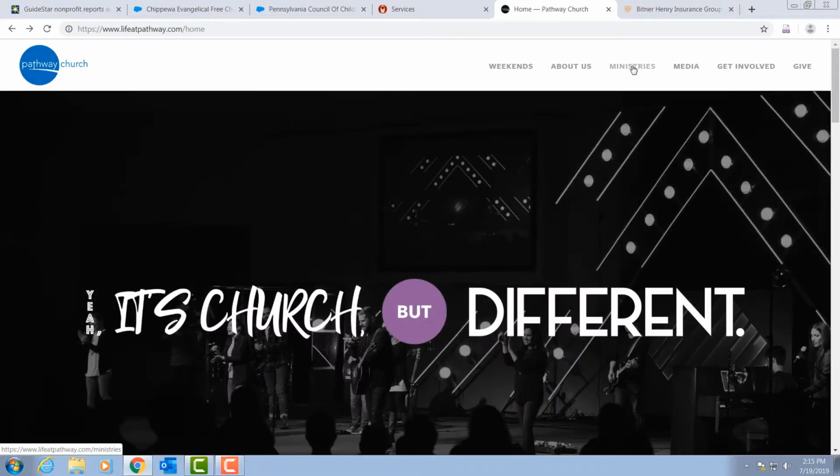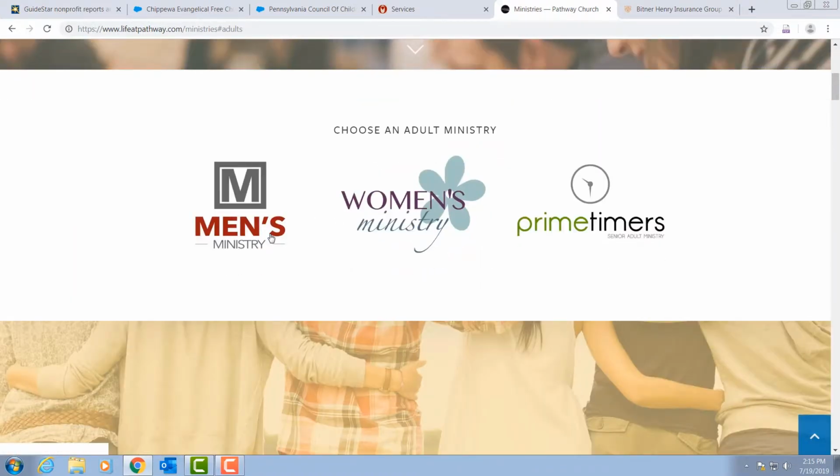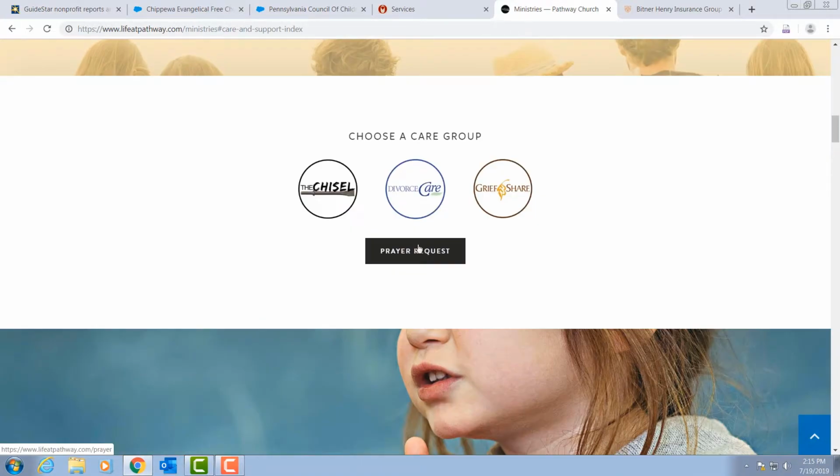The other thing that you can see is the outreaches that they have. You can see ministries. It looks like they have a senior adult ministry. It looks like this could be a counseling exposure because of the things that they offer. It might be something to check.